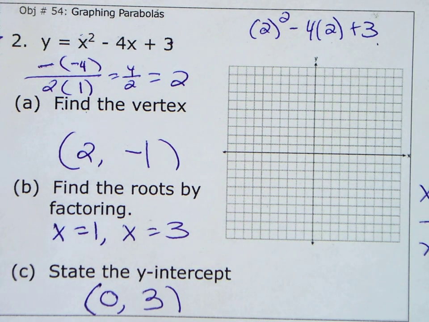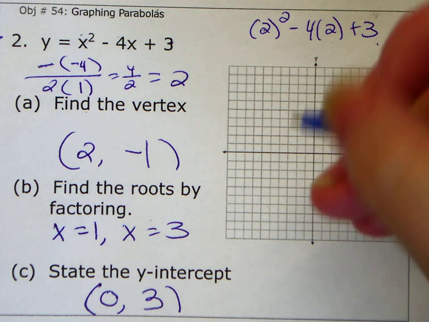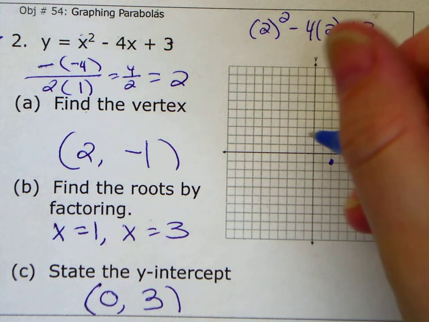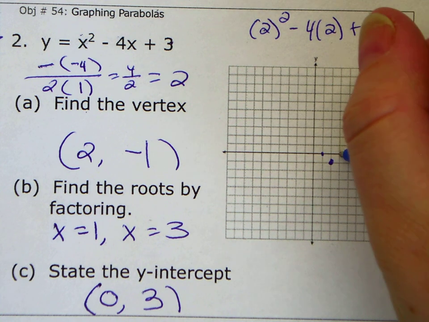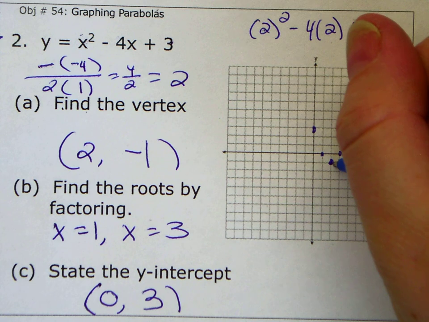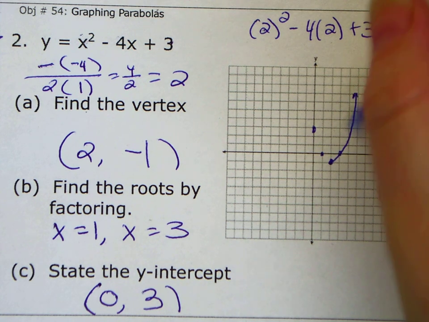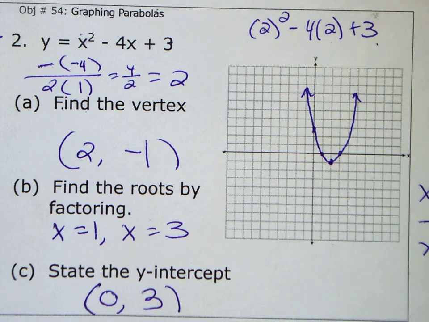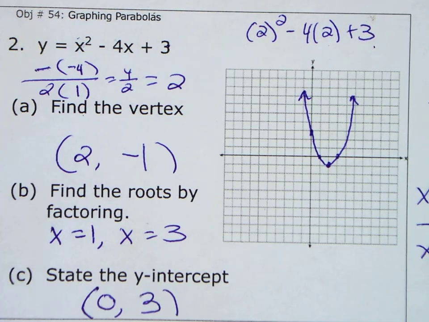Okay. So we're going to plot those 4 points. We have 2, negative 1. We have the roots 1 and 3, and then 0, 3. Right. So here's our parabola. And that's it. Done. This is actually my favorite method.